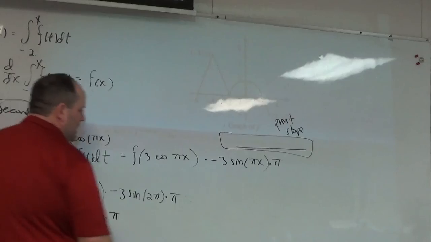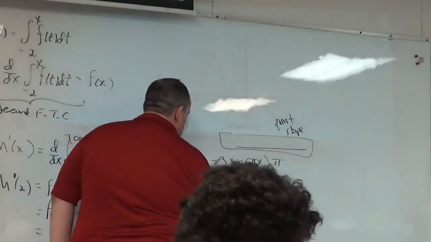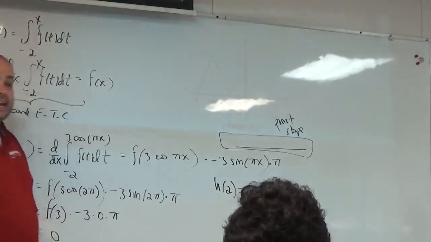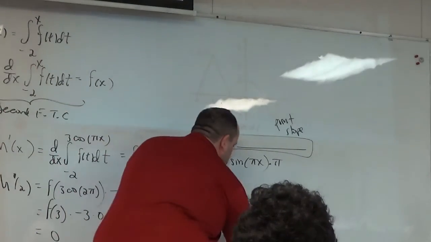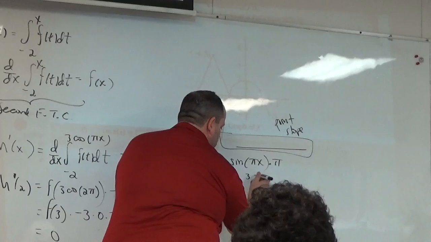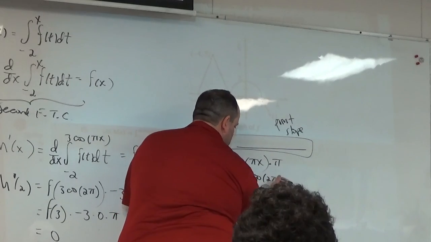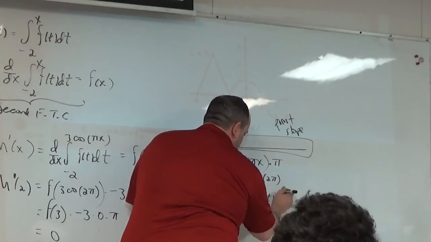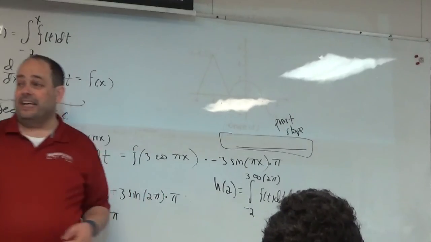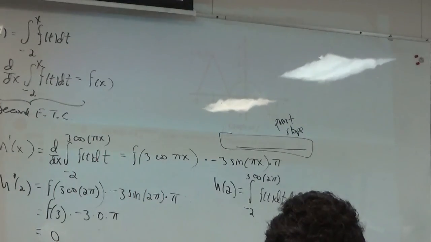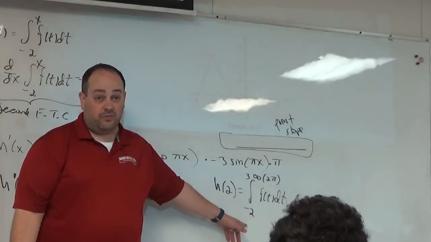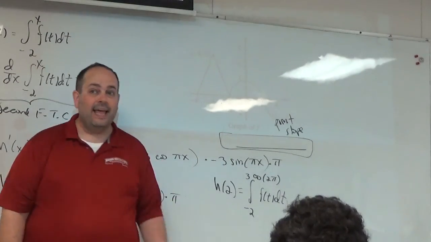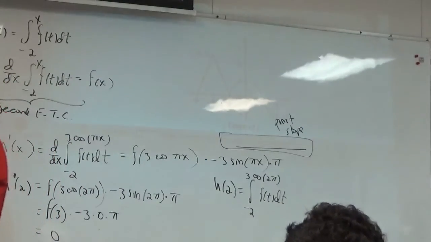Okay, so here's the thing. That's the slope. Where's the point? The point is what you get from actually finding h of 2. You're going to have to plug 2 into h, and so that's going to be an integral from -2 to 3 cosine of 2 pi f of t dt. To figure out that number, you go back and ask how to find the integral. It's an area calculation.